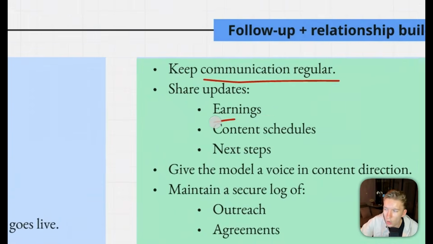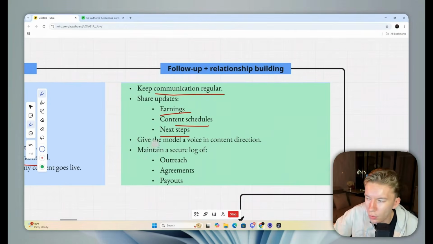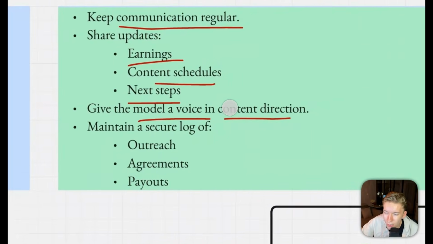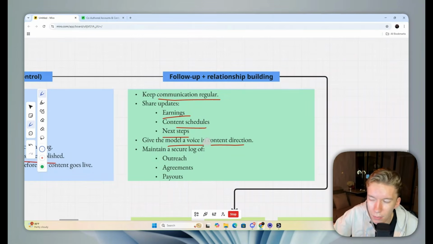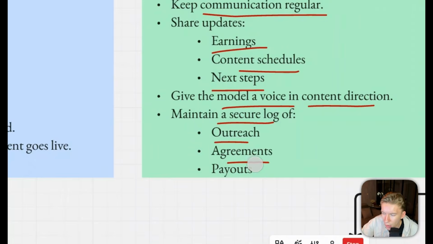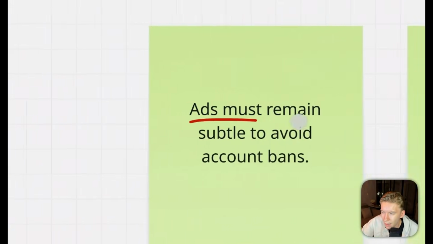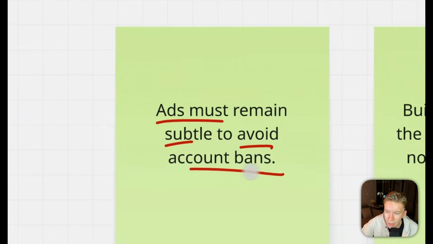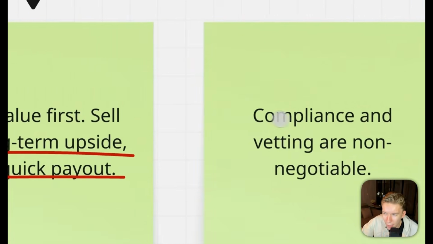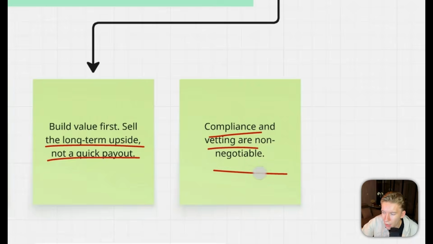Okay, so again, always share earning updates, content schedules, and any next steps that you may have for them to do for you. Again, you can give the model a voice in the content direction just to make her feel like she's doing something, but you don't have to. Again, maintain a secure log of your outreach, your agreements, and your payouts, so you have everything noted down, okay? And again, for your ads, they must remain pretty subtle to avoid bans. Again, build value first, sell the long-term upside, not just a quick payout. And again, compliance and vetting these people is non-negotiable, right?